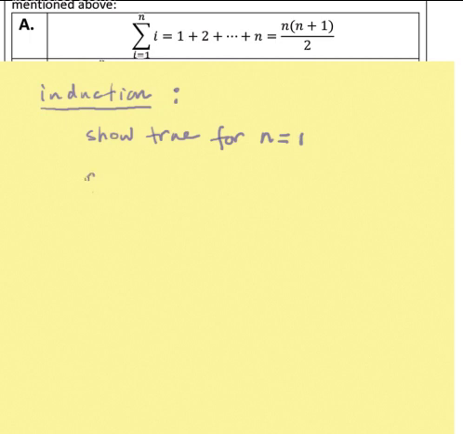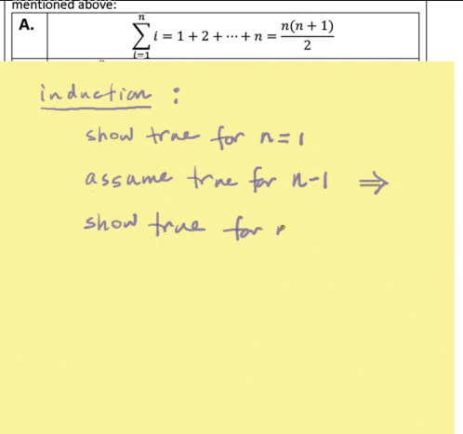And then we're going to assume that it's true for n minus 1. And using this assumption, if we assume it's true for n minus 1, we want to then show, using this assumption, that it's true for n. And if we do that, then the formula will be proven by the method of induction.